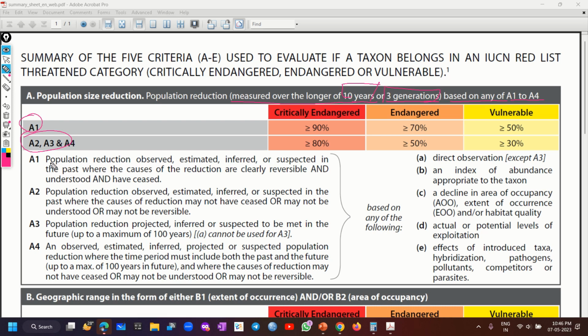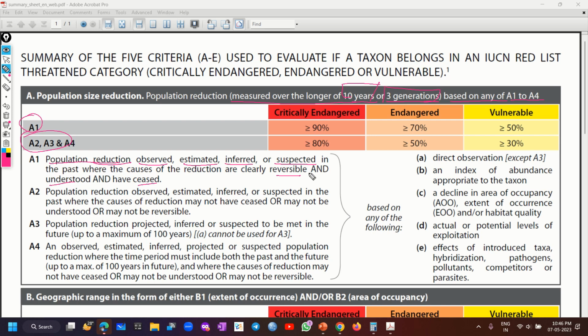What is the A1? A1 is population reduction: observed, estimated, inferred, or suspected, in the past, where the causes of the reduction are clearly reversible and understood and have ceased. Okay. So, if they are clearly reversible, understood, or have ceased, of what?